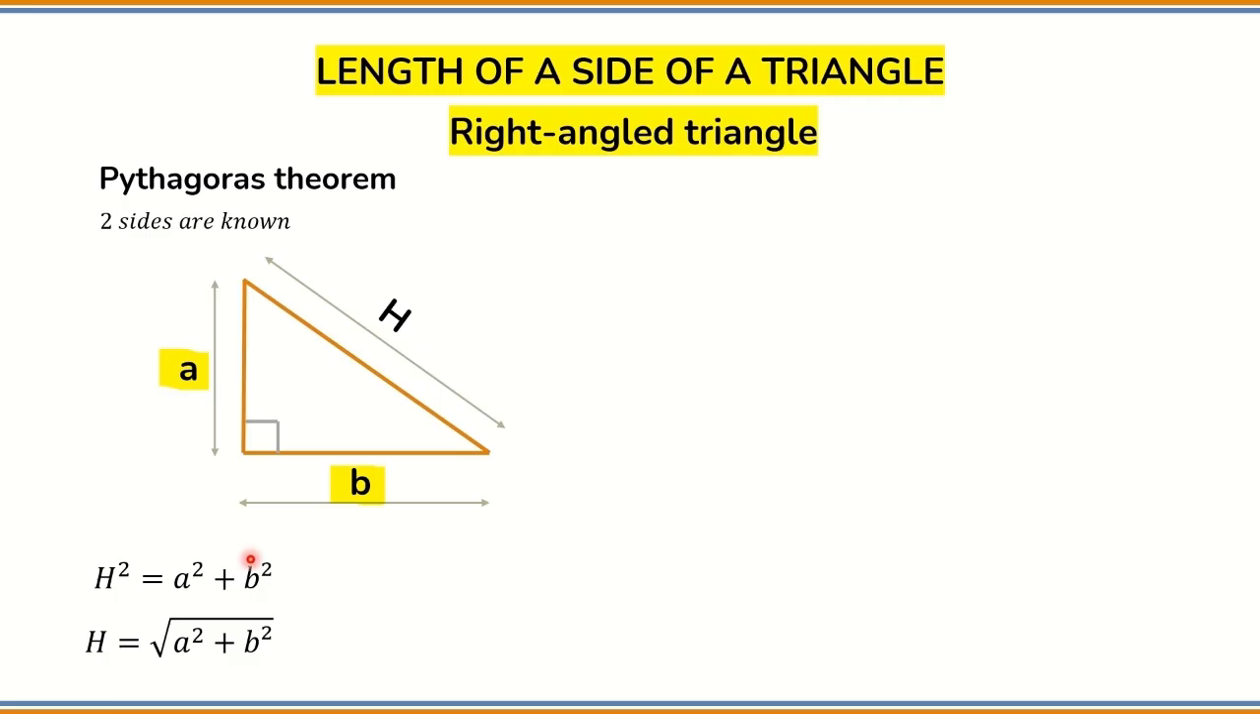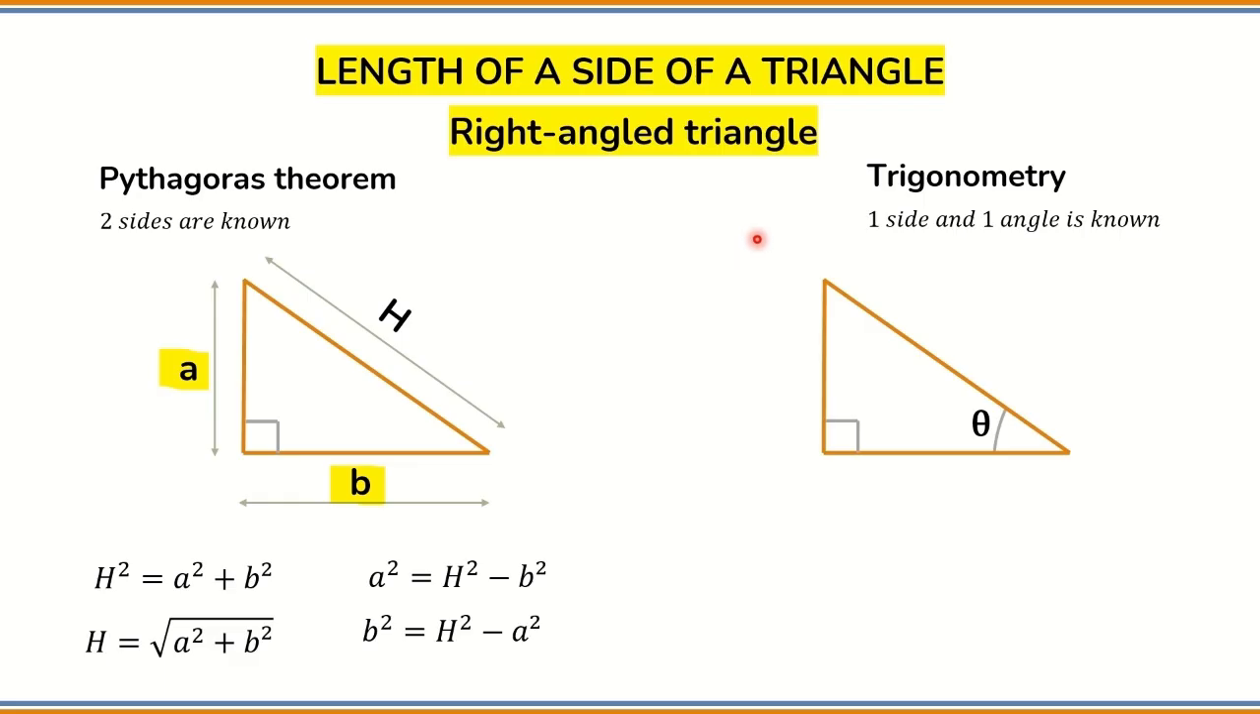If we subtract b squared from both sides of the equation, we will have that a squared equals h squared minus b squared. If we want to calculate b, we will do it in a similar way. So rearranging this formula, we have that b squared equals h squared minus a squared. The second method we can use with the right angle triangle is trigonometry. We will use it if one side and one angle is known.